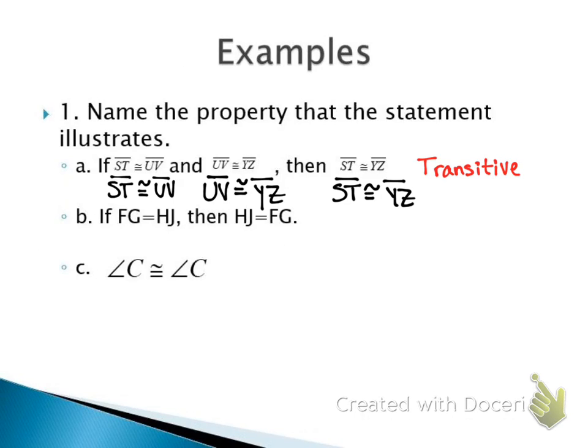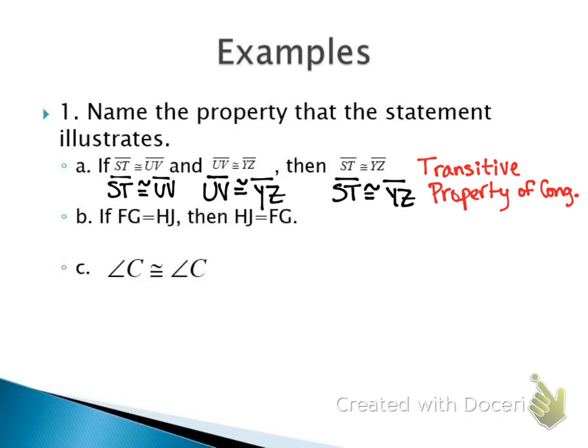So 1A we said is the transitive property of congruence. How did I know that it was congruence and not equality? Anybody? What sort of symbols did I see in between? Those are congruent symbols because it has the squiggly line over the equal sign. That's how you can tell the difference between congruence and equality. A congruent symbol has the squiggly line over it. An equals sign does not.